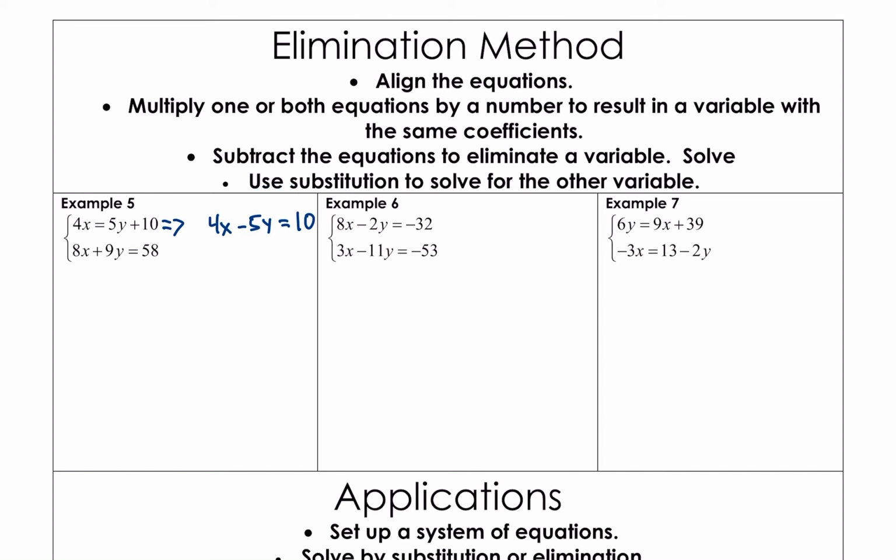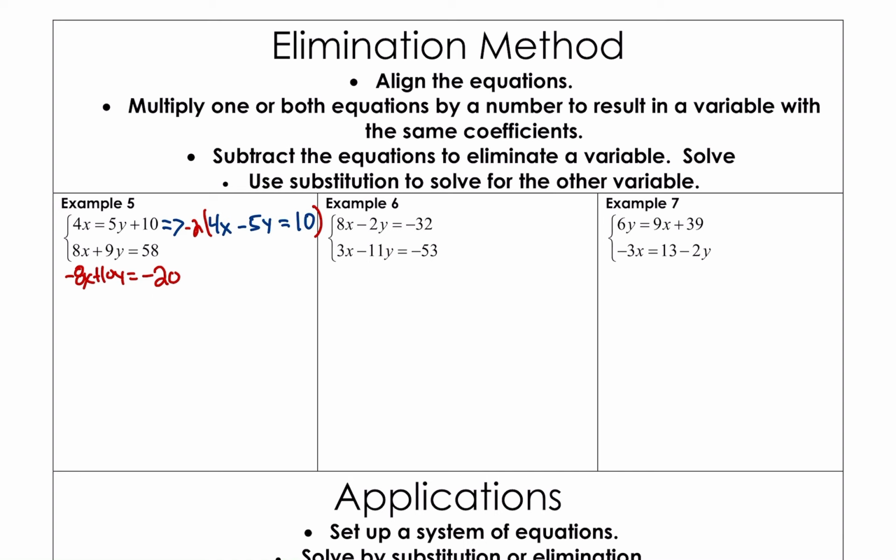But my next step is I want one of my variables, and let's do x in this case. You can do either, whichever's easiest for you. I want this coefficient 4 and this coefficient to be the same number but opposite signs. So basically, if this is 8, I want this to be negative 8. Okay? How I do that is I'm going to times all of this by negative 2. If I times all of this by negative 2, I'm going to end up with negative 8x plus 10y equal to negative 20. Okay?